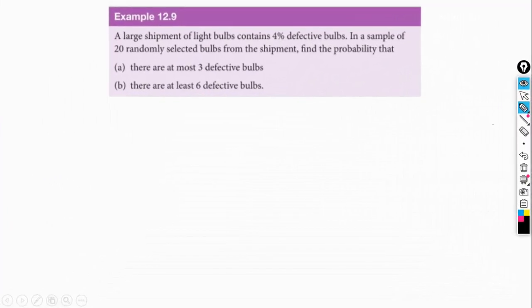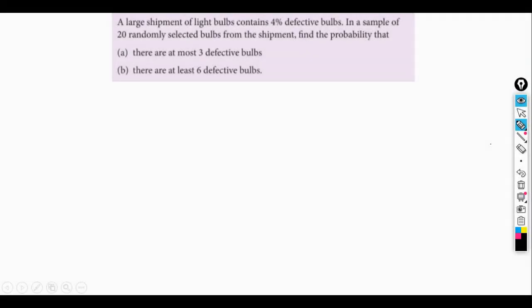We finish this video with example 12.9. And it says, a large shipment of light bulbs contains 4% defective bulbs. In a sample of 20 randomly selected bulbs from the shipment, find the probability that A, there are at most 3 defective bulbs. So this is a cumulative function. That is the probability that it's 0 plus the probability that there is 1 plus the probability that there's 2 plus the probability that there's 3.